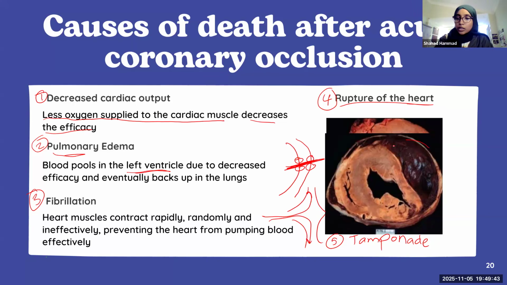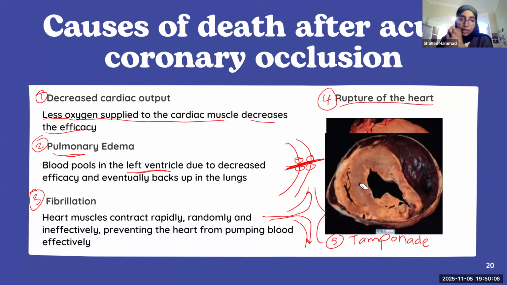And we can see that over here, all of this here is a collection of this blood. What this does is that it presses on the muscles and it presses on this empty space here where the blood is supposed to sit. And this will also decrease the amount of blood that the heart can hold, hence decreasing the amount of blood reaching the rest of the body and decreasing the contractility. So these are 5 of the main causes of death.